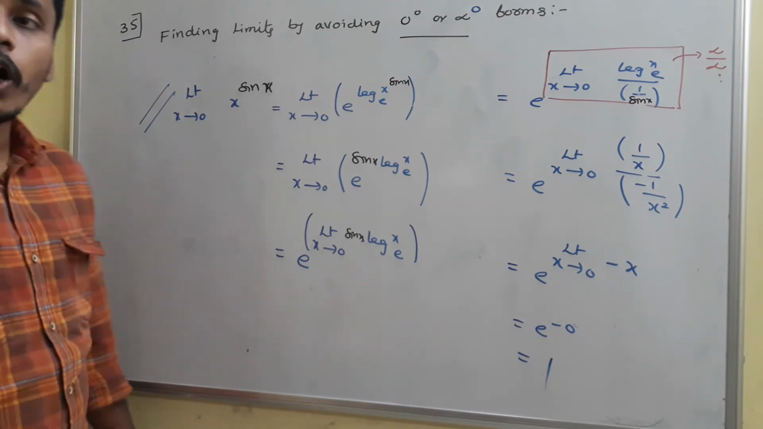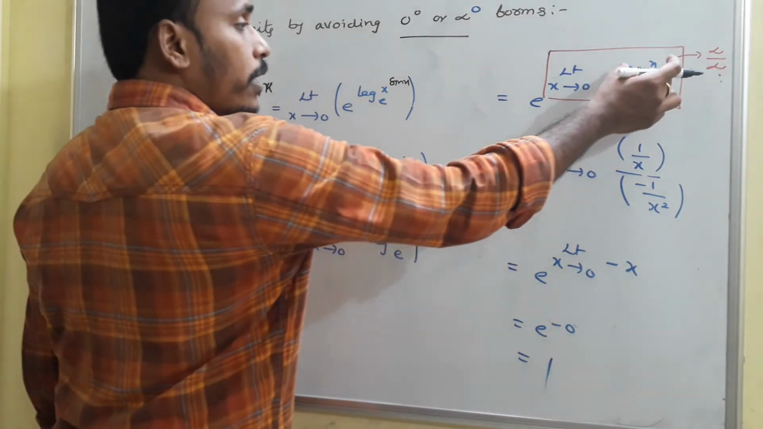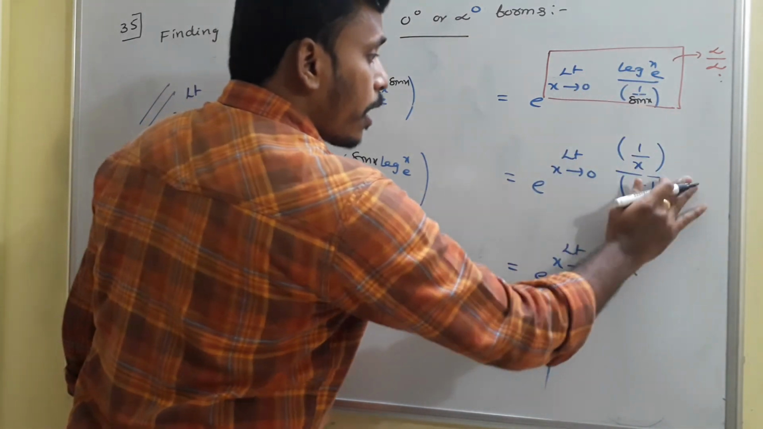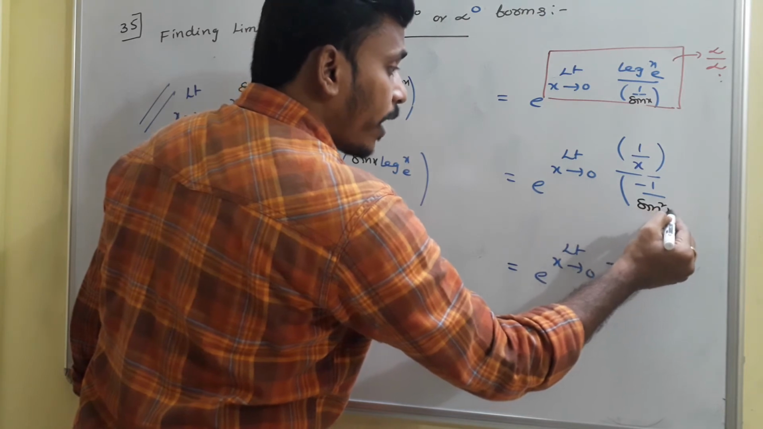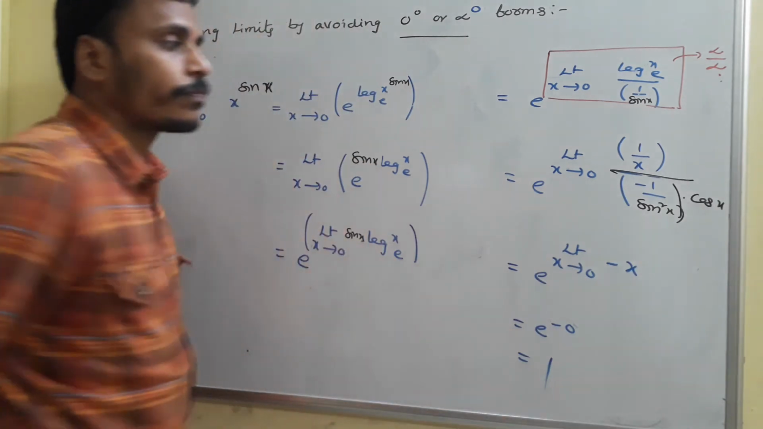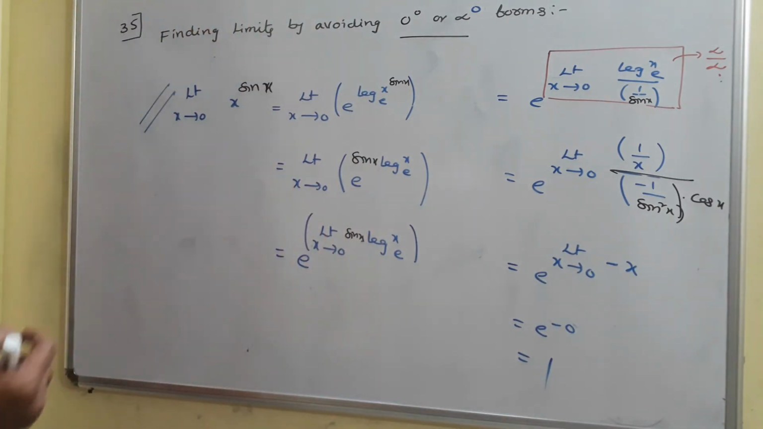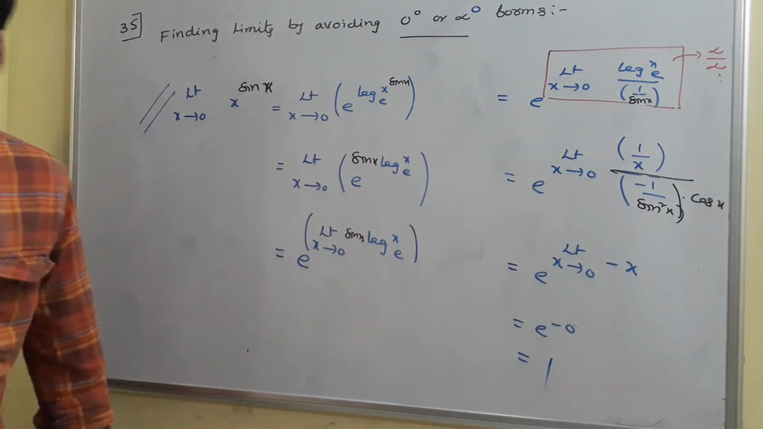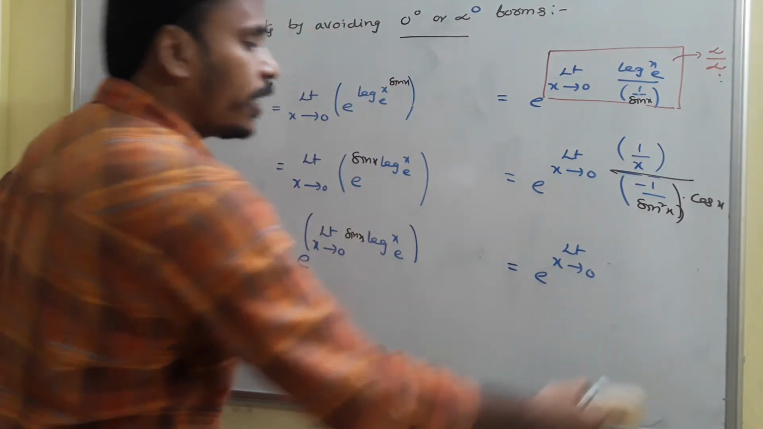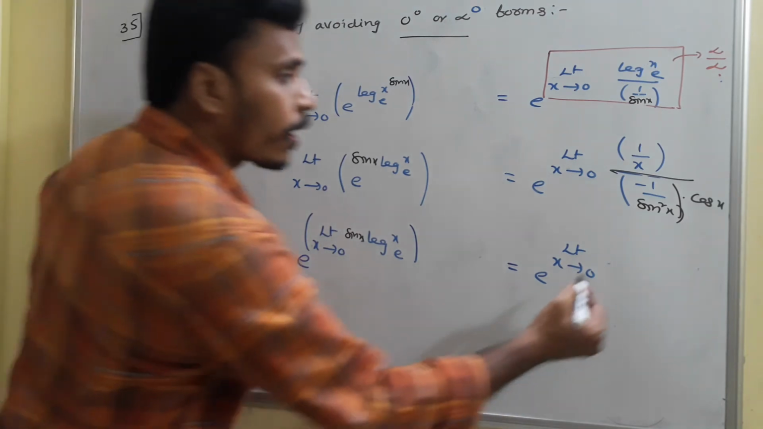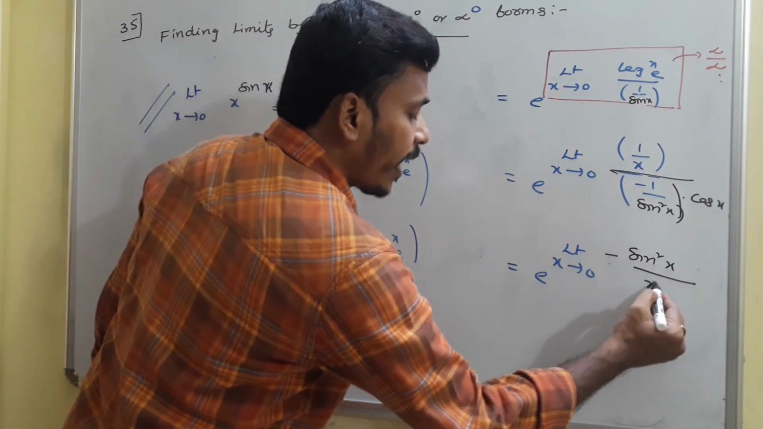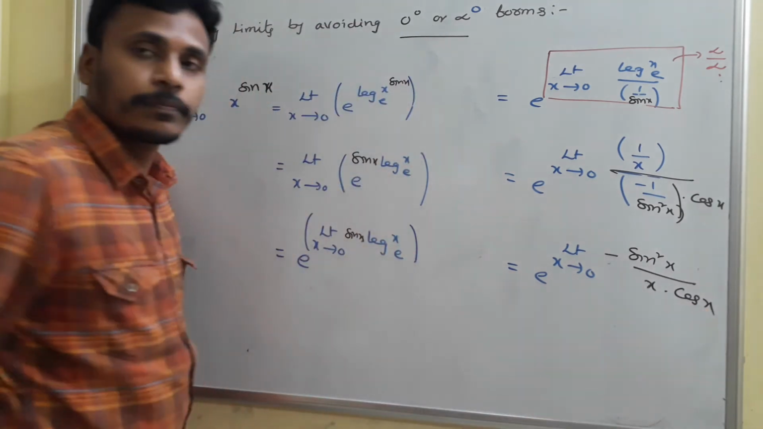Then how to proceed? See, the derivative of log x base e is 1 by x. And the derivative of 1 by sin x is minus 1 by sin square x into the derivative of sin x, which is cos x. So 1 by x divided by minus 1 by sin square x into cos x. Now when you rewrite it, it becomes e power limit x tends to 0 of minus sin square x divided by x into cos x.